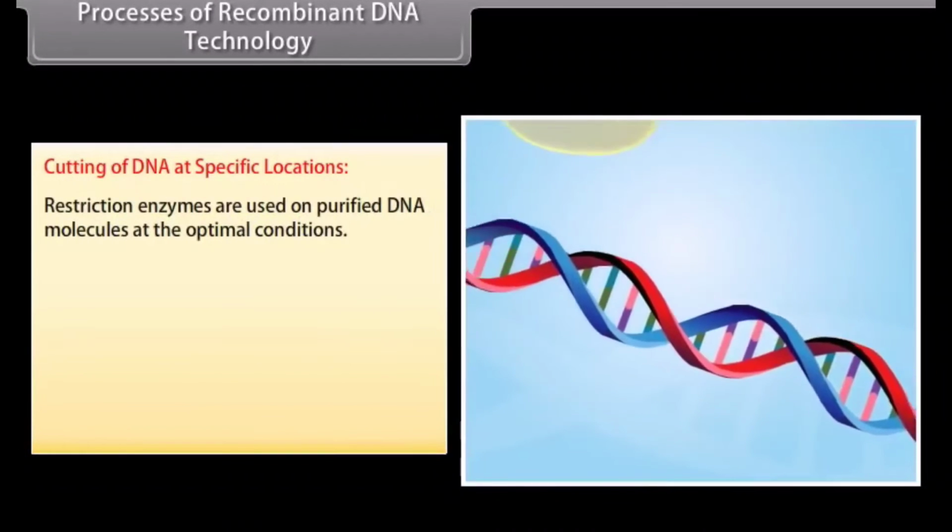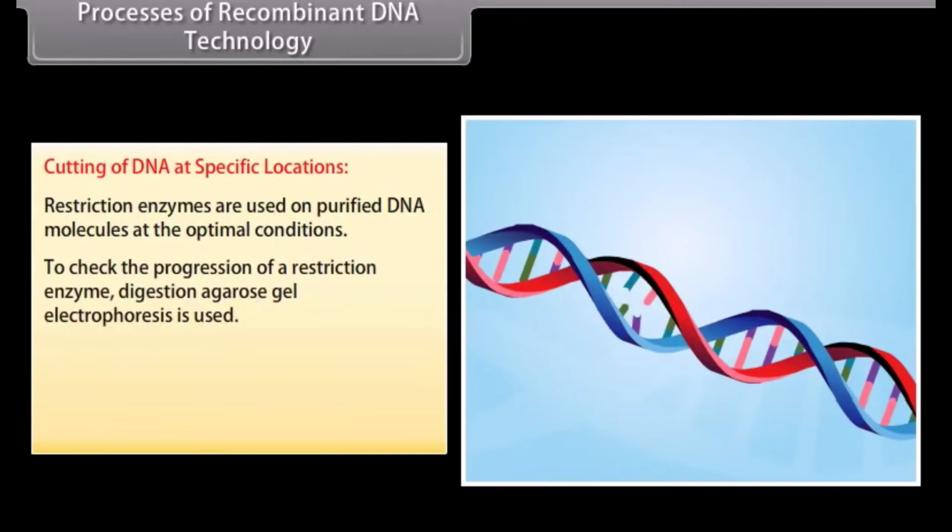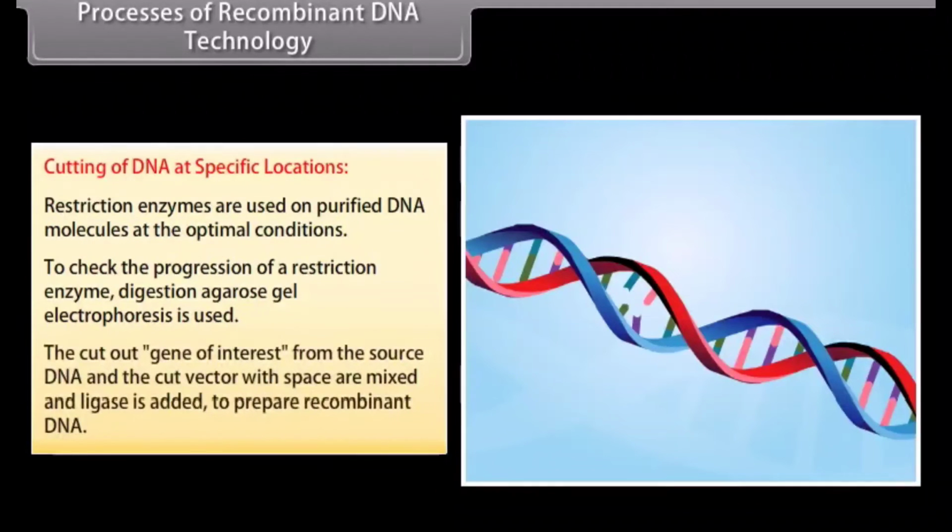Cutting of DNA at specific locations. Restriction enzymes are used on purified DNA molecules at the optimal conditions. To check the progression of a restriction enzyme digestion, agarose gel electrophoresis is used. The cut-out gene of interest from the source DNA and the cut vector with space are mixed, and ligase is added to prepare recombinant DNA.